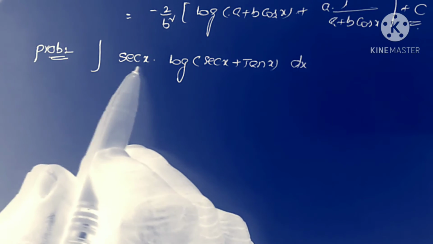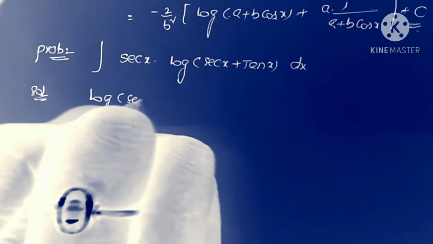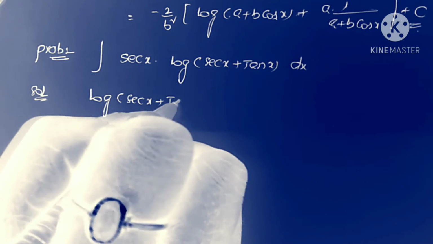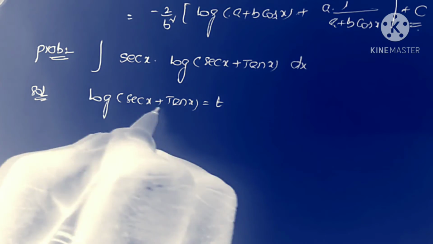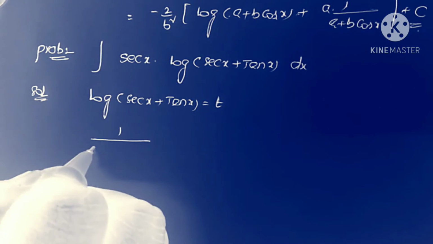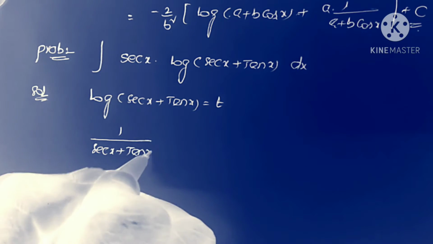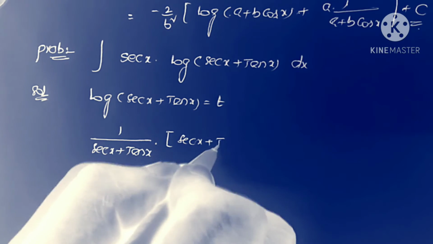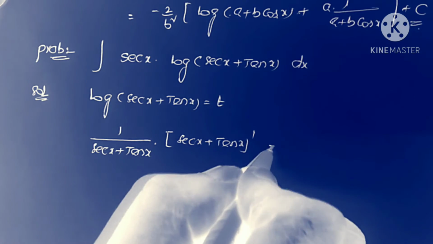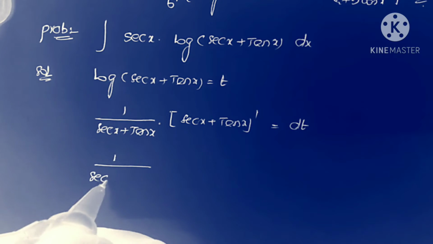Next problem: integral of secant x into log of (secant x plus tan x) dx. So first we take that log of (secant x plus tan x) is equal to t. Now taking the derivative, this is log x form. What is the log x derivative? 1 by x, that is 1 by (secant x plus tan x), into again the derivative of (secant x plus tan x). (Secant x plus tan x) whole dash is equal to dt.